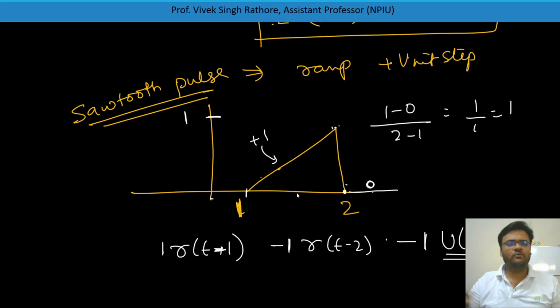So a sawtooth pulse can be represented as a combination of unit ramp and unit step. See, at the same time instant t equal to 2 there is a step change also, and there is a slope change also. So the sawtooth waveform has this property also.